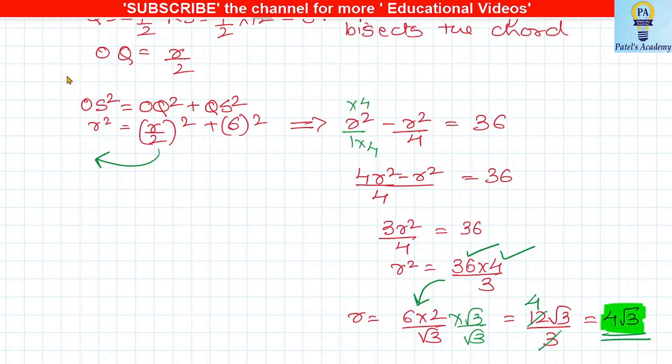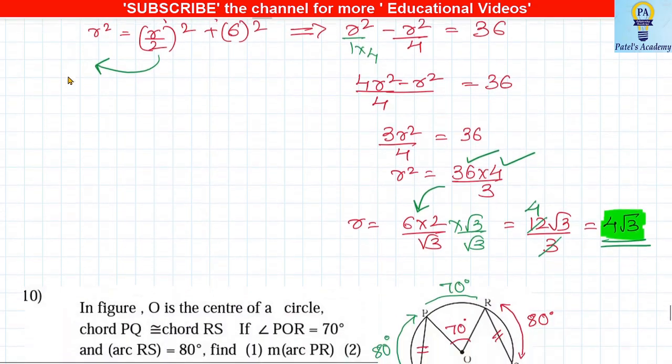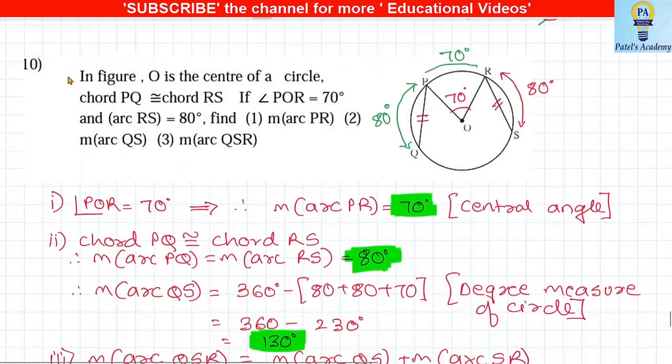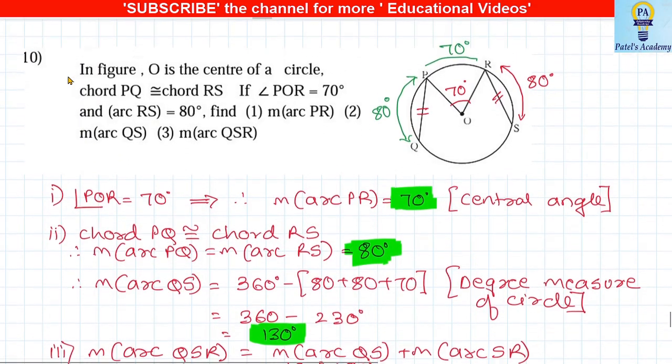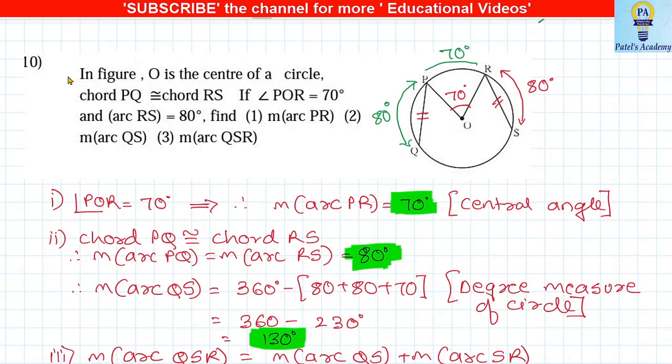Okay, now let's see the next one. Yes, same thing. I've given all the information in the figure. Okay, angle O is given as 70 degrees. If angle O is 70, the measure of the arc PR is also 70. That is the first step, the central angle property.